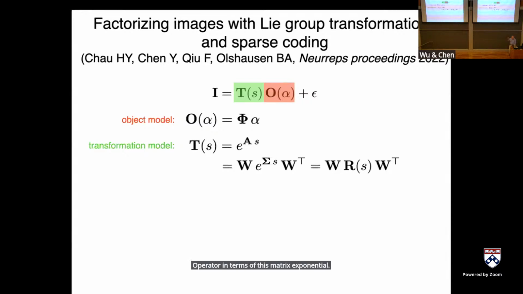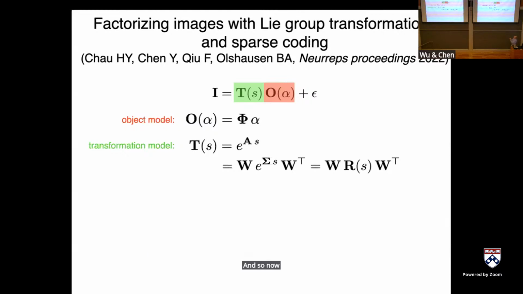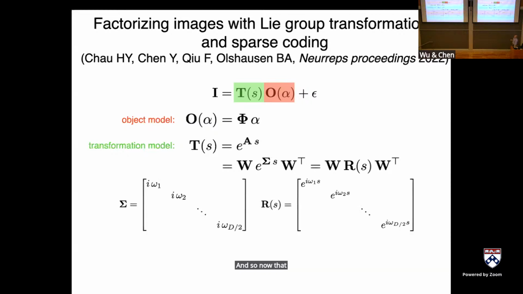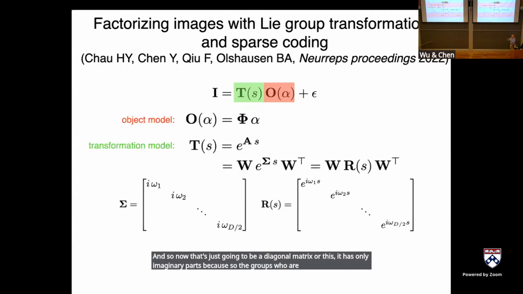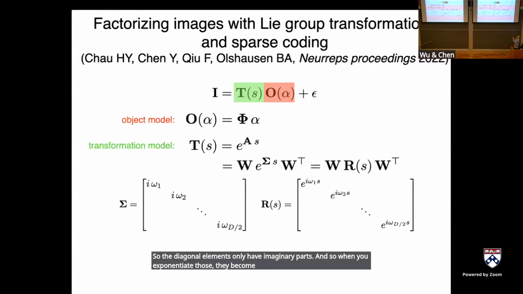That matrix exponential hides a lot of complexity, and we can make it simpler by diagonalizing the matrix A in this form. Now this thing in the middle, sigma, is a diagonal matrix. The groups we're going to restrict ourselves to are the SO2 group, so the diagonal elements only have imaginary parts. When you exponentiate those, they become phasors. So this matrix in the middle is just a diagonal matrix whose elements are complex phasors.